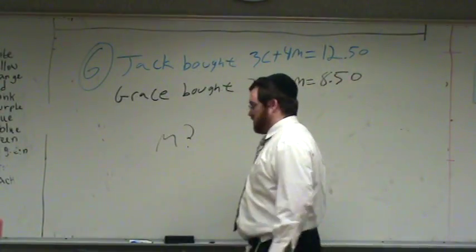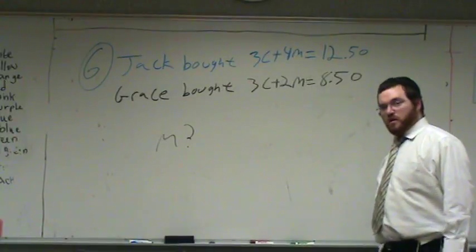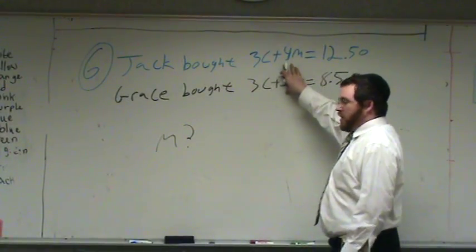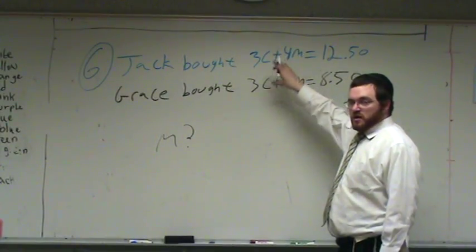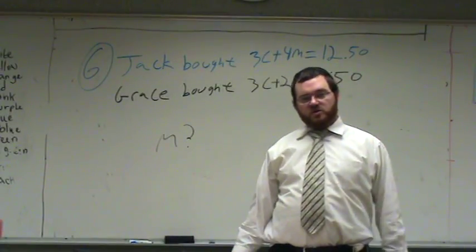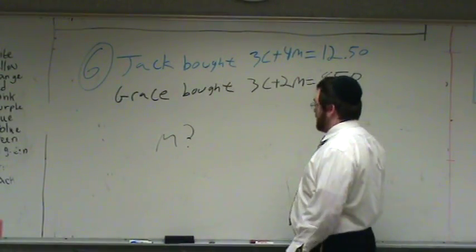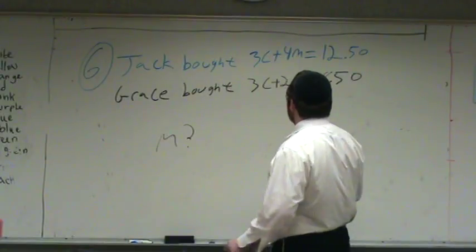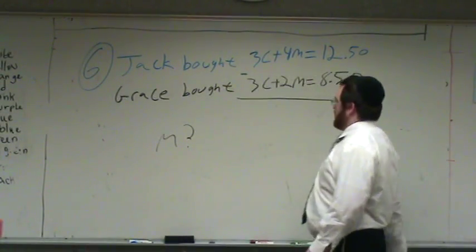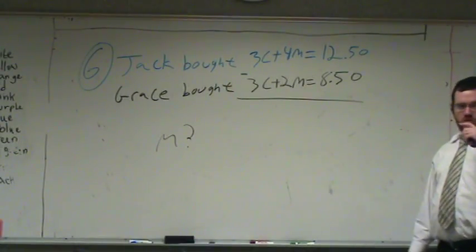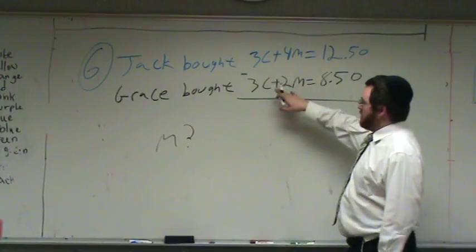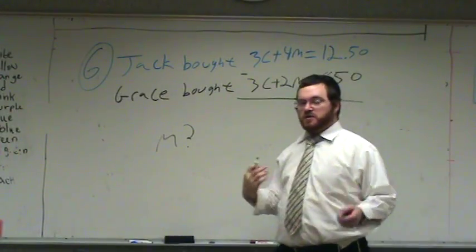That's the question. So how do we answer this question? Well, let's see what we have in common. Both of them bought 3 slices of cheese, so let's subtract one equation from the other, and this way we'll get rid of the cheese. We'll be able to find the mushrooms, especially if the mushrooms are under the cheese. So what we're going to do is subtract one equation from the other. The reason you're allowed to subtract one equation from the other is that an equation means one side is equal to the other.